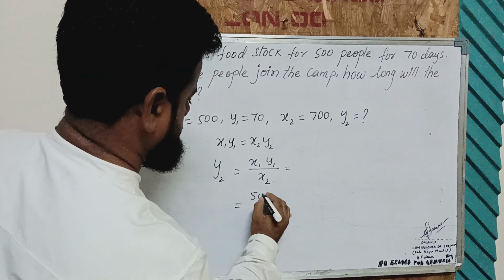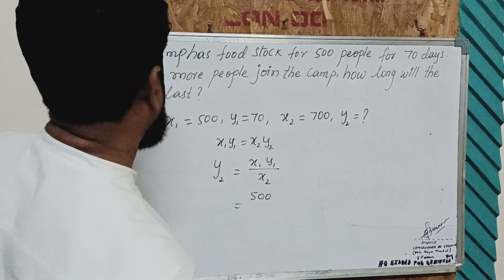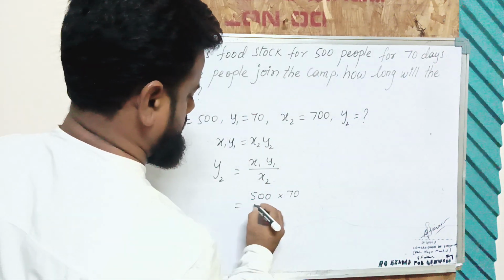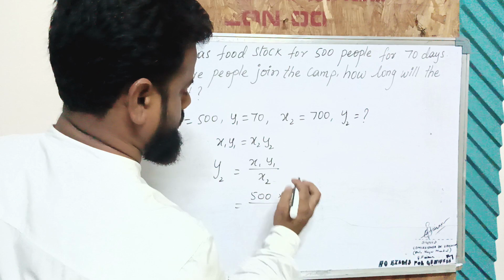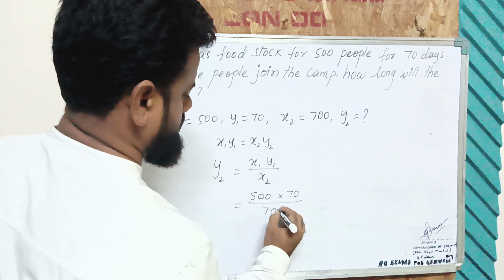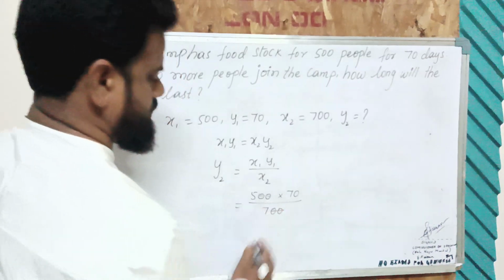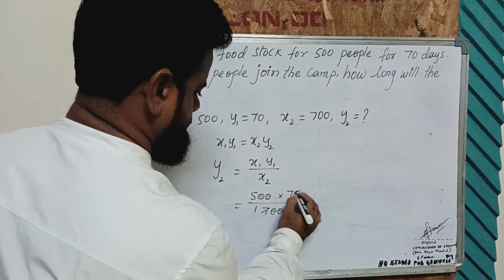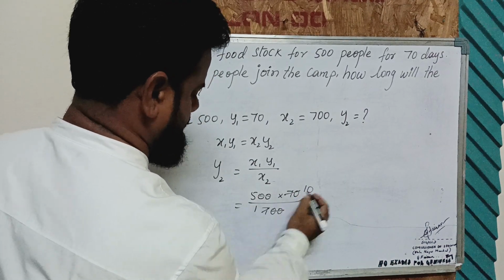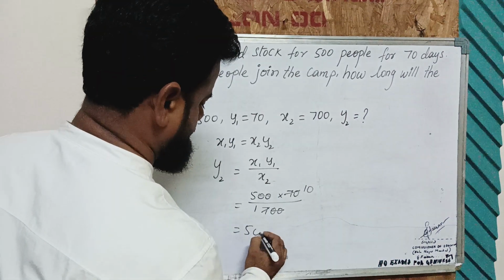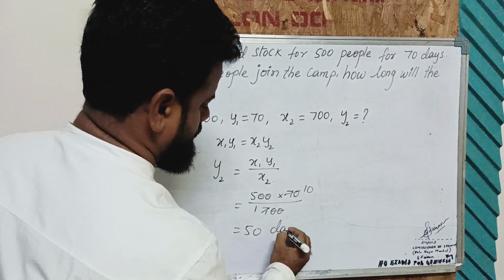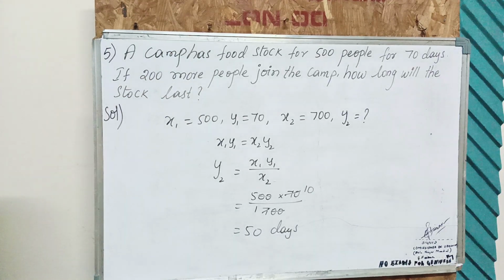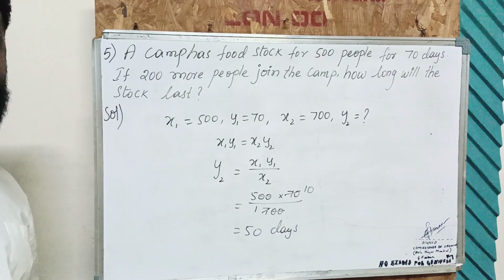Let's do it in the next step. X1 is 500, y1 is 70, divided by x2. X2 is 700. So zeros get cancelled. 7 1s are 7, 5 into 10 is 50. So the food is going to last for 50 days. Please make a note of this.